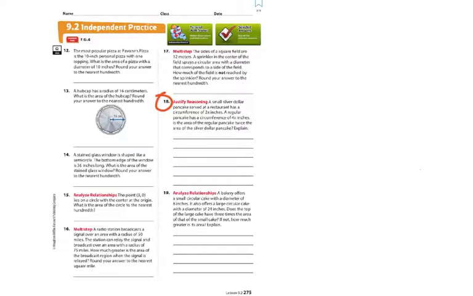So the next problem that you guys wanted to talk about was problem number 18, and so it is a silver dollar pancake served at a restaurant has a circumference of 2 pi inches, and a regular pancake has a circumference of 4 pi inches. Is the area of the regular pancake twice the area of the silver dollar pancake? And explain.